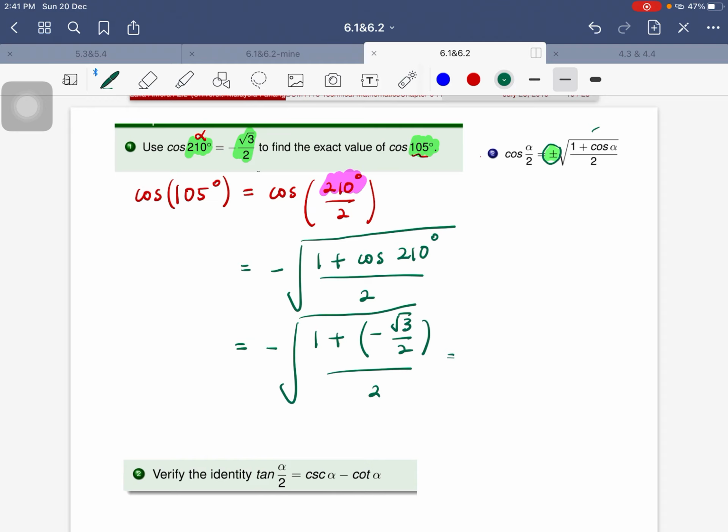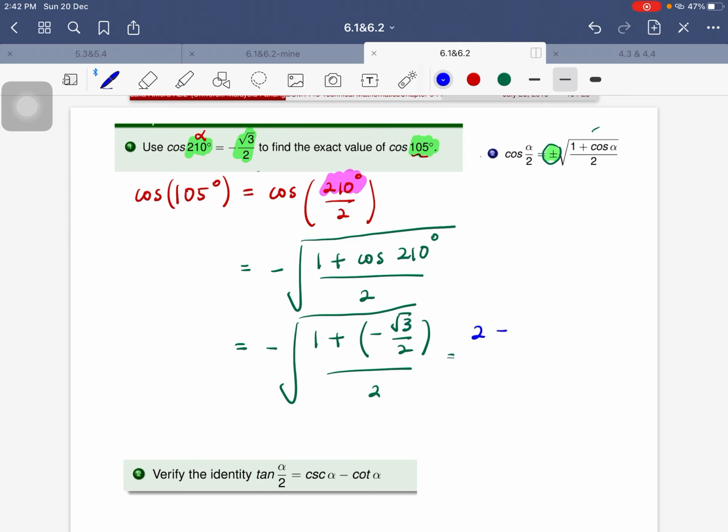I don't need negative anymore. So I'm going to have 1 minus square root of 3 over 2. So divide by 2. There's no way I'm going to be able to simplify this. All right, I'm going to write it like this. If I wanted to simplify this, you can actually leave it in this form. This is already the exact value, but I'm going to simplify a little bit more.